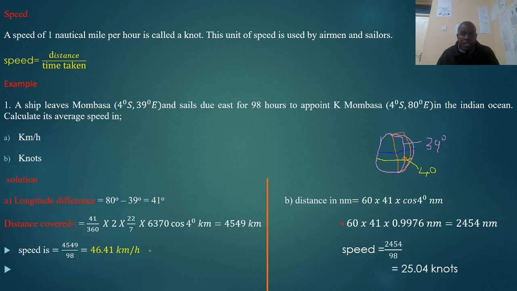46.41 kilometers per hour. Now the distance in nautical miles, we calculate as 60 times alpha times cos of theta, and our alpha is 41, the longitude difference, times the cos of 4 degrees. If you calculate that, you get 2,454 nautical miles. And therefore the speed is 2454 divided by 98, which gives you 25.04 knots. When you're talking about nautical miles and hours, the unit is knots. So the speed in this case is 25.04 knots.